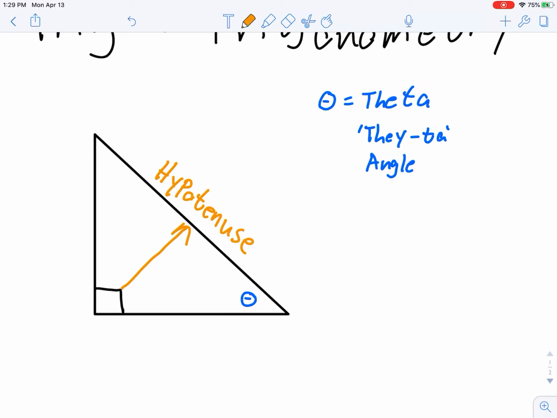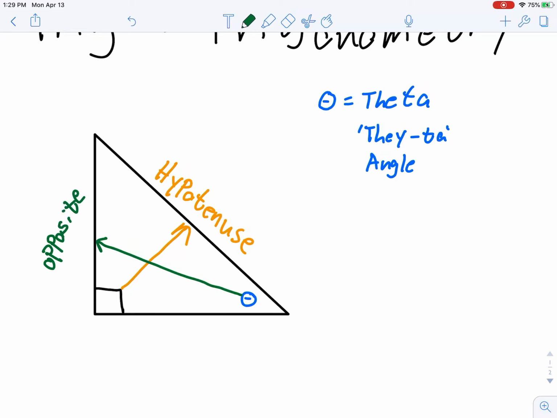Now we're going to start labeling the other two sides that we have. So if we start where our theta is, and we draw a line going to the side that is across from it, we call that the opposite.